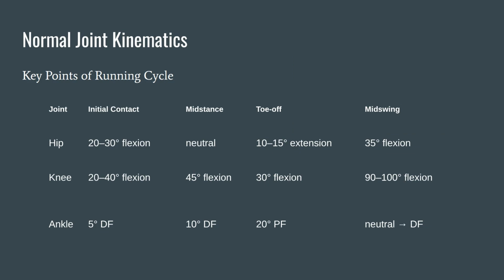All right, normal joint kinematics. Let's walk through joint motion because this directly ties into deviations. At initial contact, the hip is flexed about 20 to 30 degrees. The knee is at 20 to 40 degrees. And the ankle is near neutral to slight dorsiflexion.